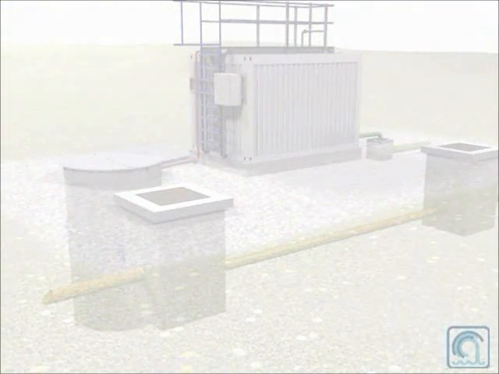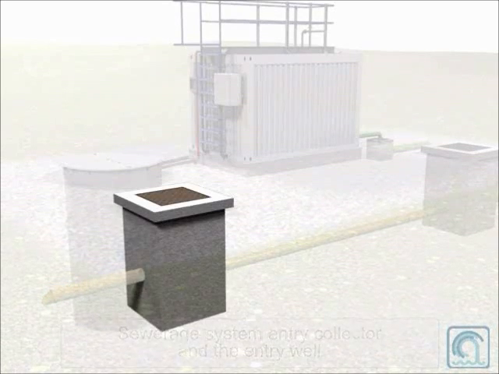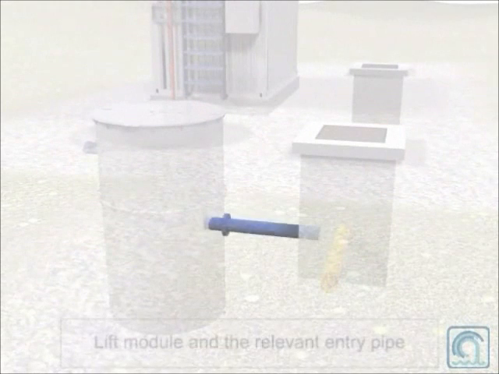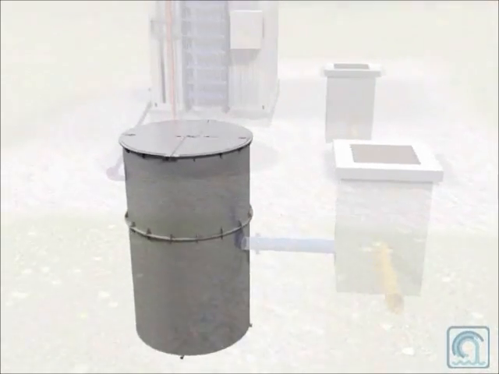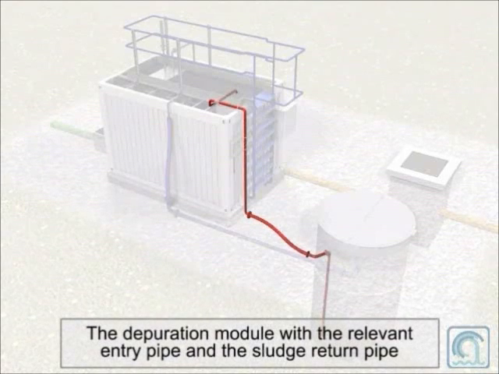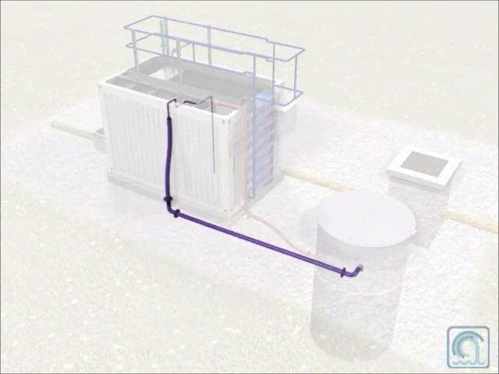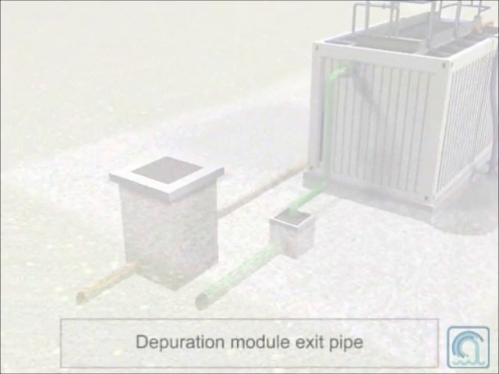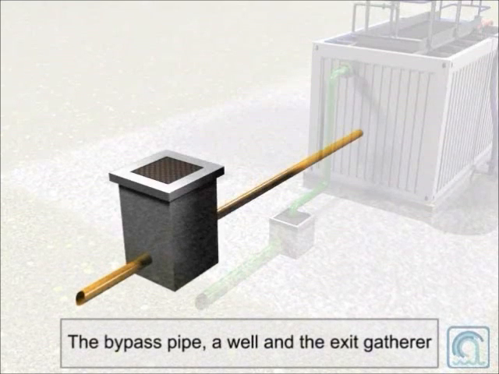Now let's have a look at the plant's components. The sewage inlet pipe and the flow distribution manhole. The lift station and the corresponding feed pipe. The treatment plant with the corresponding feed pipe and the sludge return pipe to the lift station. The effluent pipe. The bypass line and an effluent sample well.